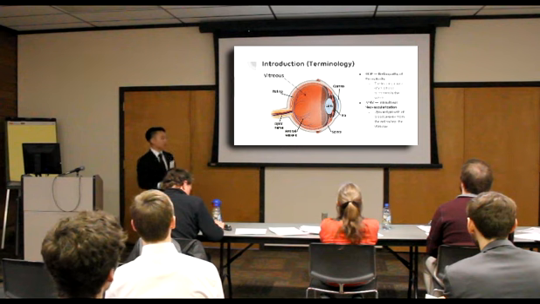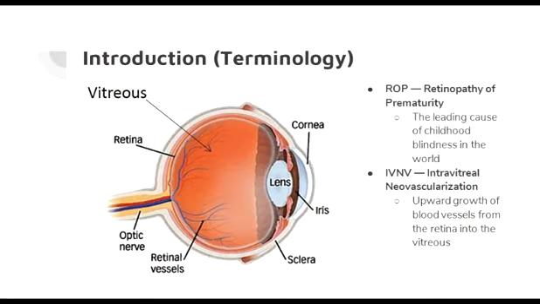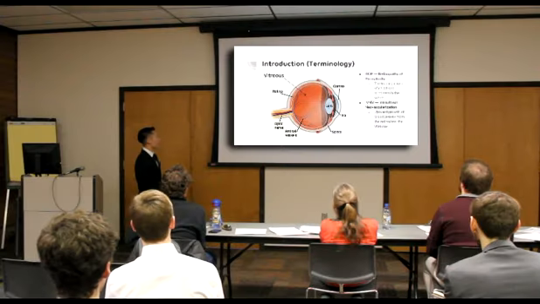And so there's this disease known as retinopathy of prematurity, or I'll refer to this as ROP. And this is the leading cause of childhood blindness in the world. And so with retinopathy of prematurity, this can cause this type of blood vessel growth known as intravitreal neovascularization, or IVNV. And what this is, is when the blood vessels grow from the retina upwards into the vitreous of the eye.